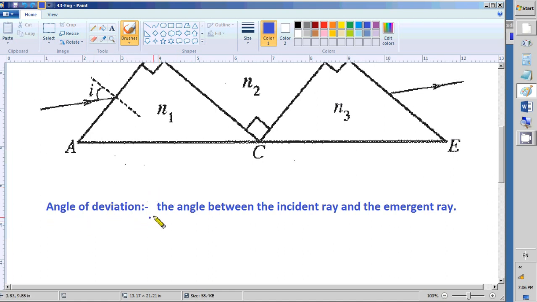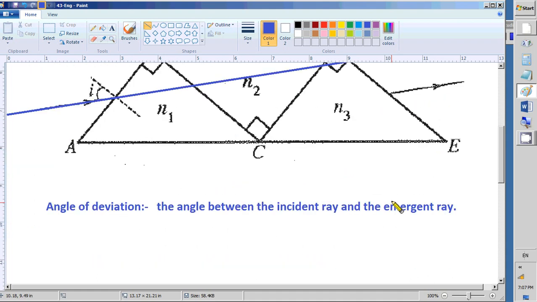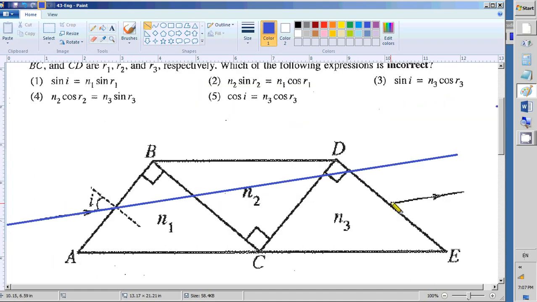Angle of deviation: the angle between the incident ray and the emergent ray is called the angle of deviation. So this one is the incident ray, and the direction of that incident ray is this way. What is the emergent ray? The emergent ray is this one, that is the ray leaving the system.